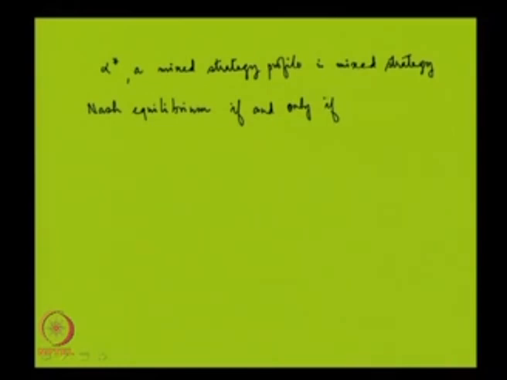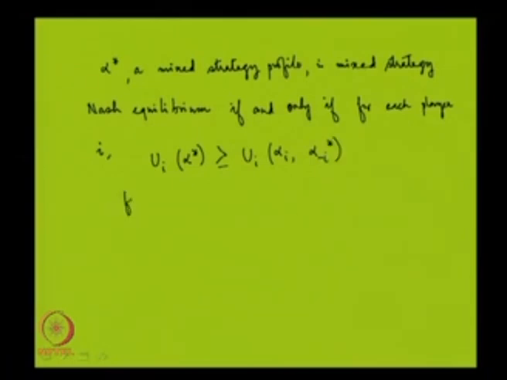alpha star, a mixed strategy profile, is a mixed strategy Nash equilibrium if and only if for each player I, so this is the definition.